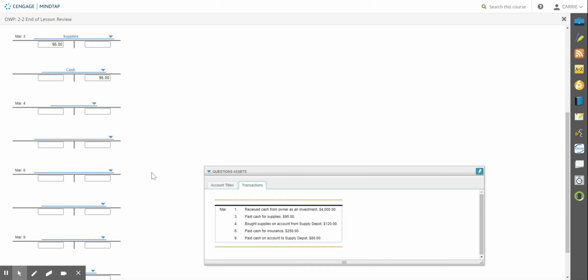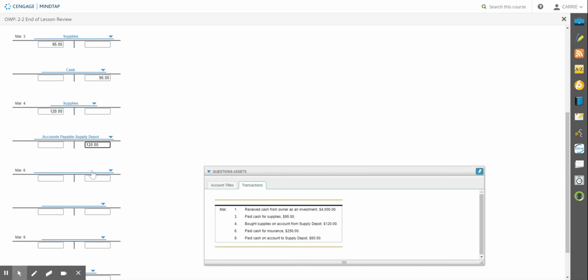We bought supplies on account from Supply Depot. So supplies are going to increase, and accounts payable Supply Depot is going to be our credit. So supplies, we're going to debit that $120. So increasing supplies $120. We're increasing our accounts payable $120 by crediting it.